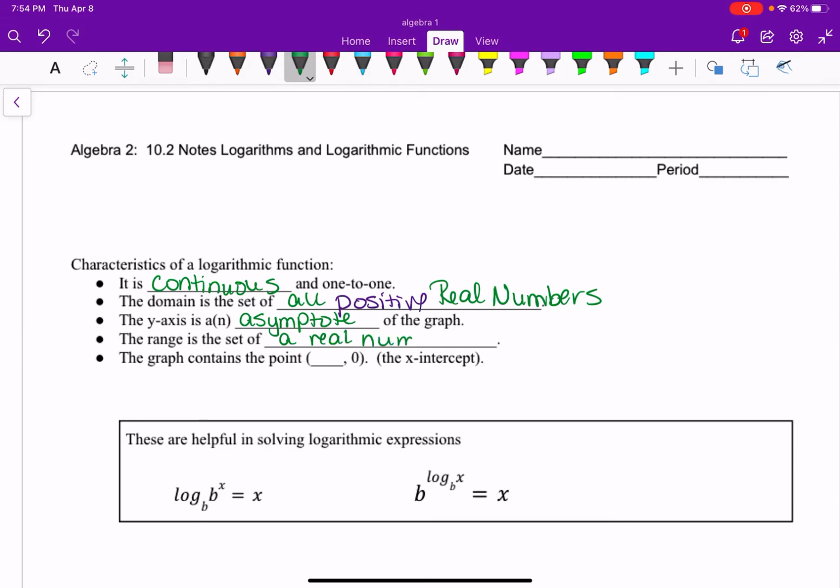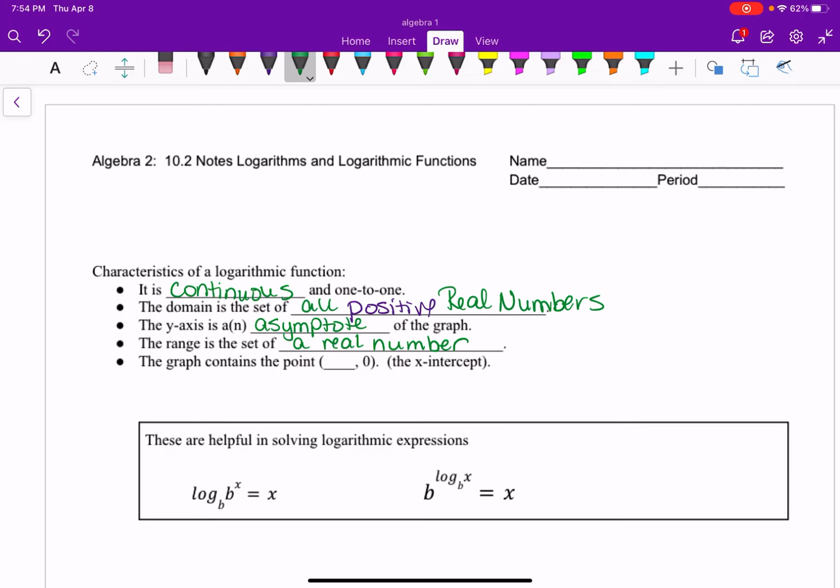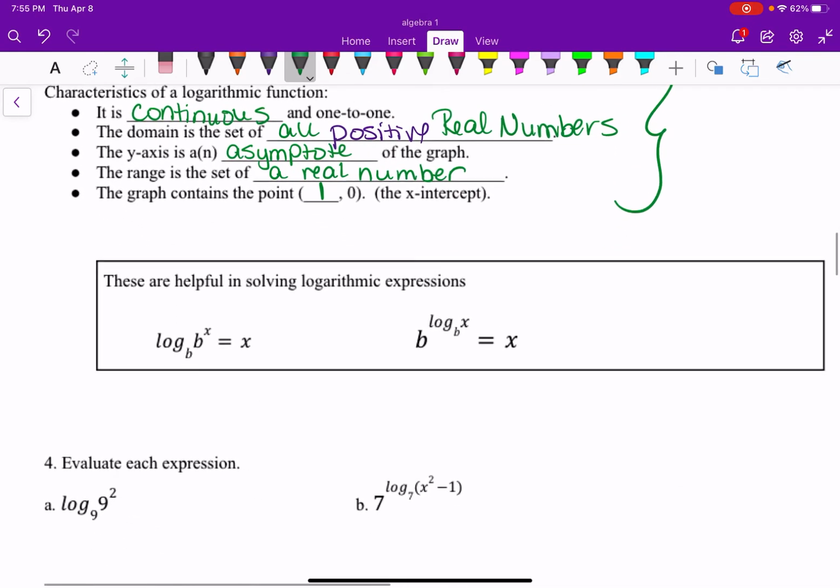Because think about this. This is the opposite of an exponential function, so the opposite is true, okay? And then the graph contains the point (1, 0) as your x-intercept, okay? Some of this stuff, you're going to be using more of this vocabulary when you get to pre-calculus, so we like to introduce some of it to you. I'm not going to ask you on the test is it continuous or one-to-one, but I want you to start hearing this language.